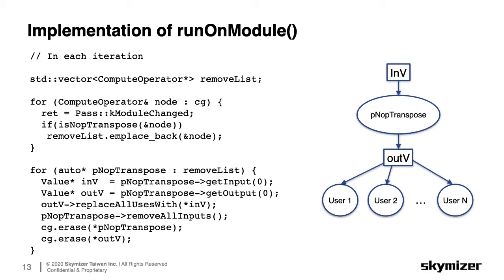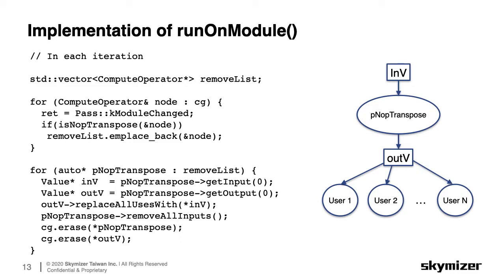One thing is that when we remove an operator from the compute graph, we should also remove all its output tensors, because conceptually, these tensors only exist when its producer exists. In this case, out v is the tensor that's going to be removed along with the node.